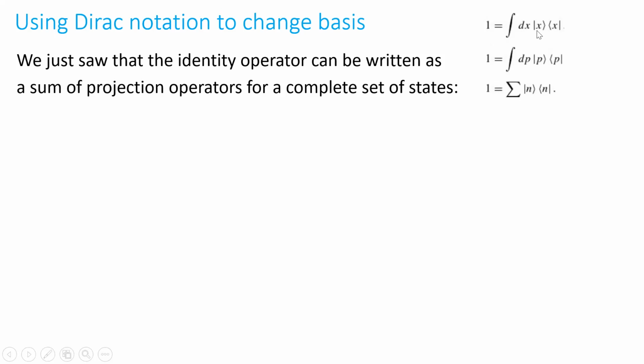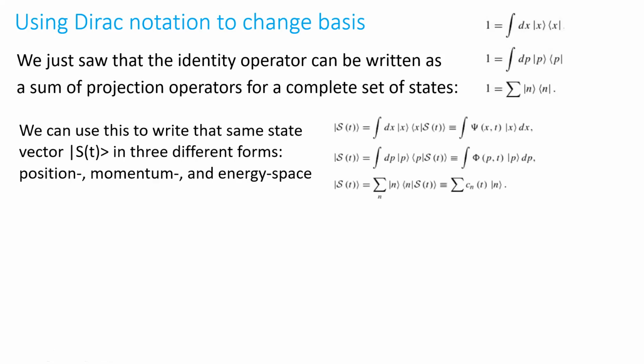But for the position and the momentum, since those are continuous variables, instead of summing over n, we would integrate over x all of the projection operators, because x is a continuous variable. So this would be the completeness relation for the position basis, and this would be the completeness relation for the momentum basis. All of these three are equal to 1 because each of these is a complete basis. So we can use that to write the same state in 3 different forms: position space, momentum space, and so-called energy space.